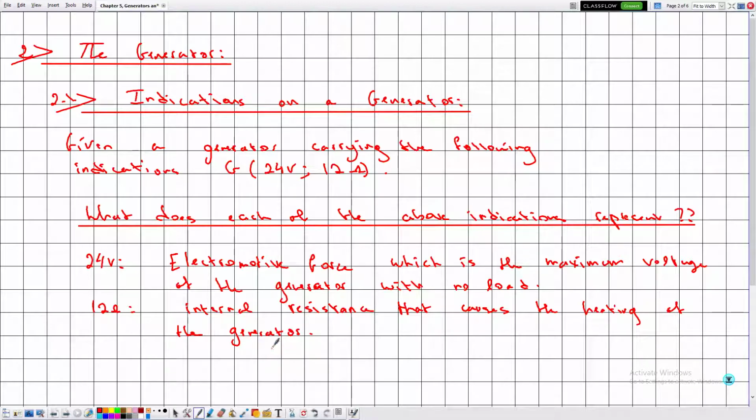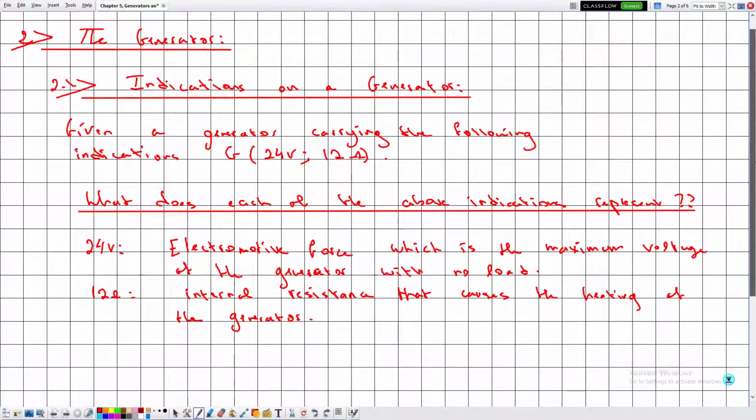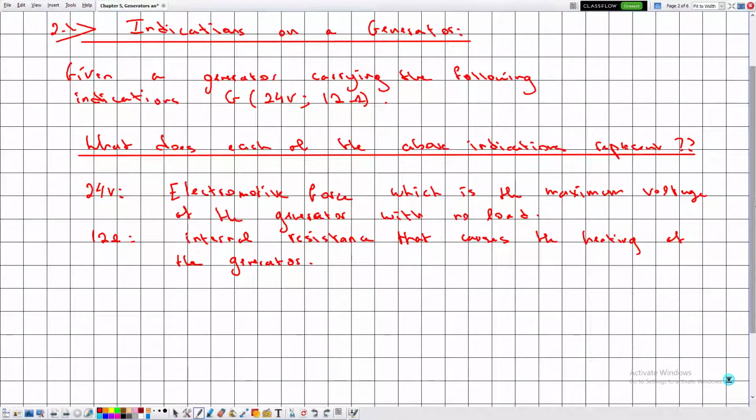Now it's a bit complicated to explain physically what is meant by 24 volts and 12 ohms. I will refer back to the meaning of these indications after I discuss Ohm's law for a generator. So now let me directly move to section 2.2, which is Ohm's law for a generator.